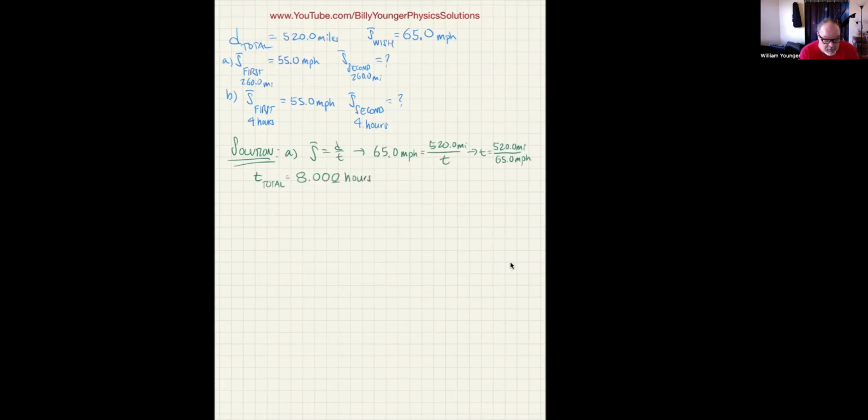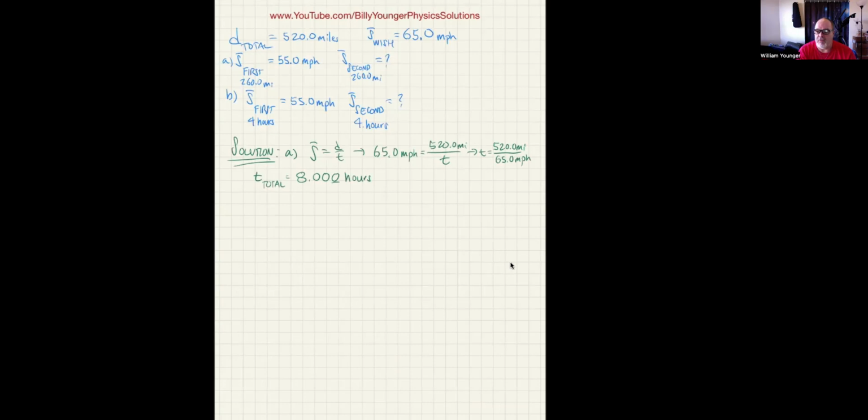Notice what happened with the units. I had miles divided by miles per hour, but when you divide by a fraction, that's the same thing as multiplying by its reciprocal. So miles per hour in the bottom became hours per mile in the top, and the miles cancel out. And this was just hours. So we do know the total trip time should take 8 hours if we wish to cover 520 miles with an average speed of 65 miles per hour.